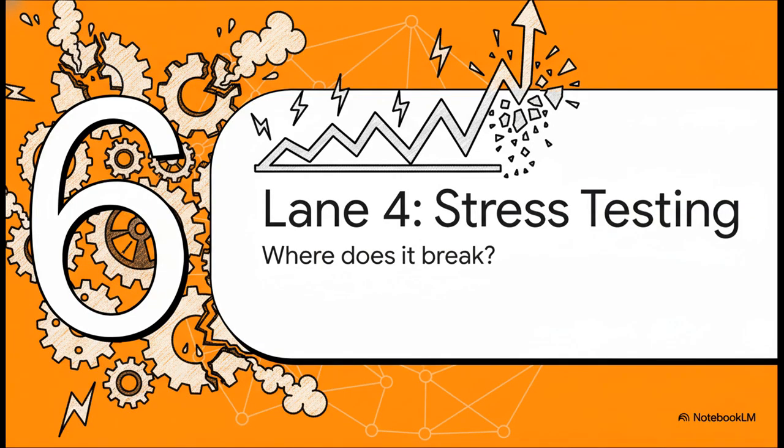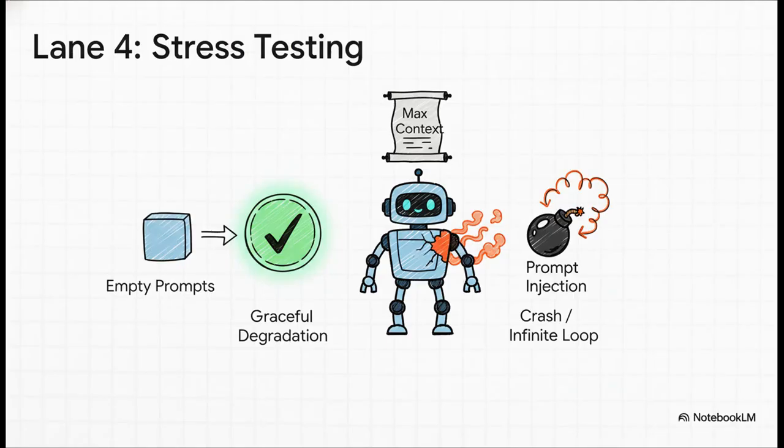Every system has a breaking point. The whole goal of lane 4 isn't to find every single weird edge case, but to understand how your model acts when it's under pressure and pushed to its absolute limits. This is where we throw all kinds of weird stuff at it. Empty prompts, prompts that are as long as the context window allows, even prompt injection attacks.